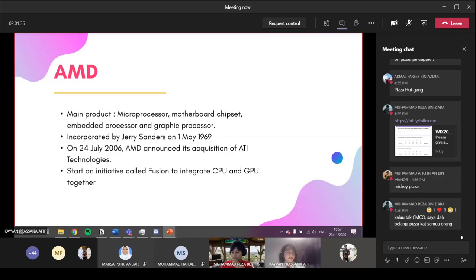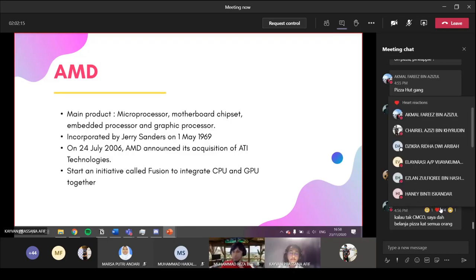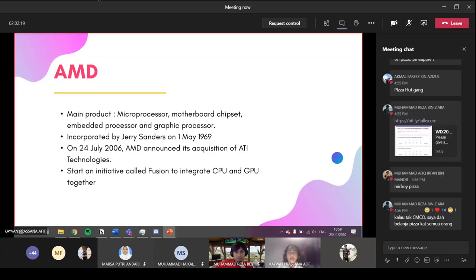And one of the most important things is that on 24 July 2006, AMD announced its acquisition of ATI Technologies. ATI Technologies is a graphics processor manufacturer, and AMD started an initiative called Fusion to integrate CPU and GPU together in one chip. This integration is important and has a major impact, especially on laptops, because by using an APU, the Fusion later called APU or Accelerated Processing Unit, it gives the laptop major advantages, not only in performance, but also in power efficiency.